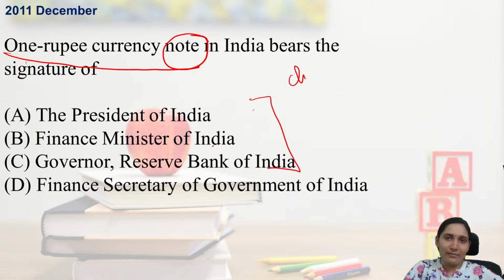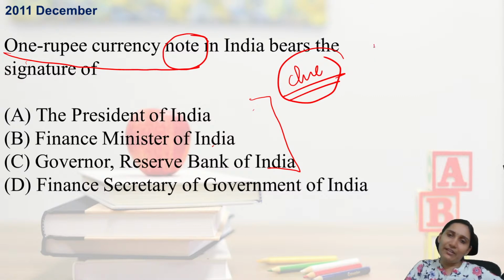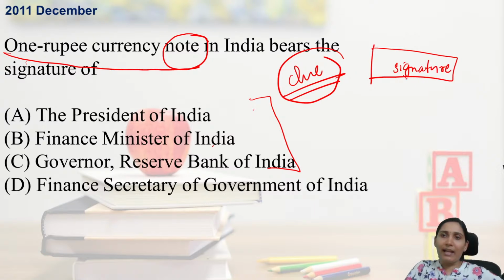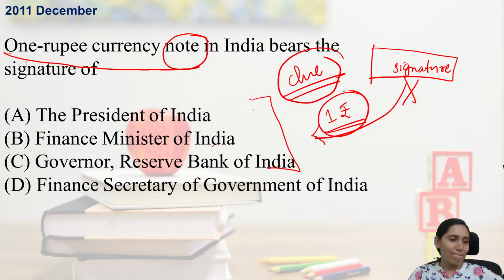I'll give you a clue. The clue is that generally the person whose signature we see on the currency notes is not the one who will sign the 1 rupee note. So this is the clue for you. So, any other answers? 21 people are attending the class, so I want answers from more people.